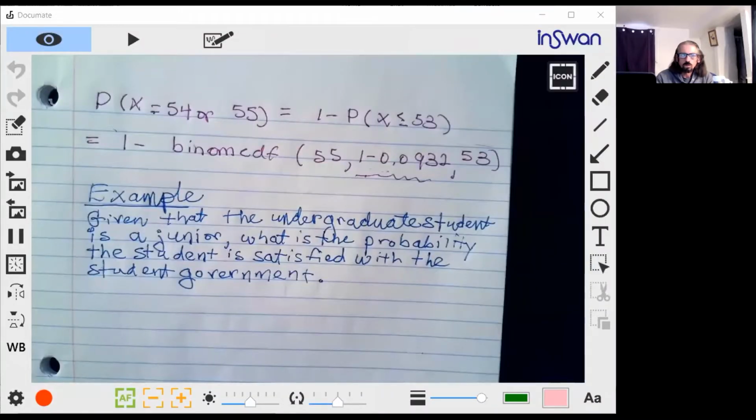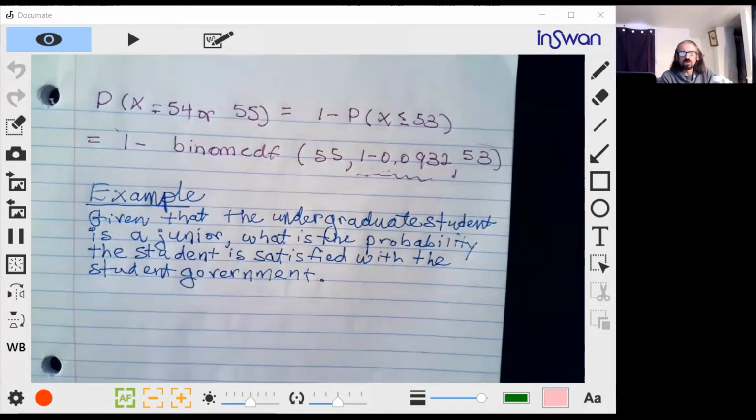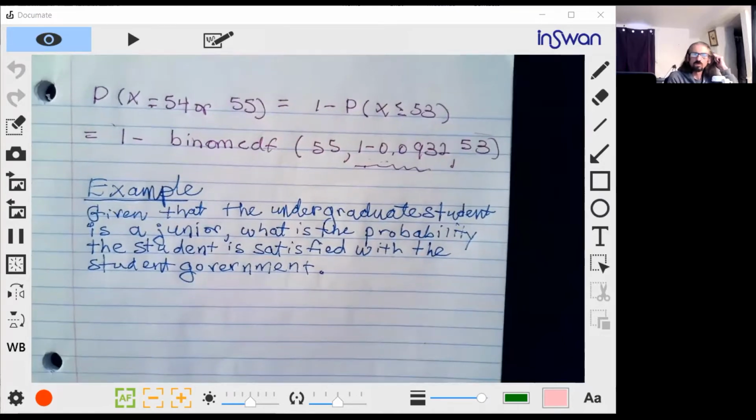In the question, you're going to start off by seeing whether a student is satisfied, neutral, or not satisfied. And it's going to be broken down by class standing: freshman, sophomore, junior, or senior. And what we're going to take a look at now is, given that that student is a junior, what's the probability that the student is satisfied? So here we go.